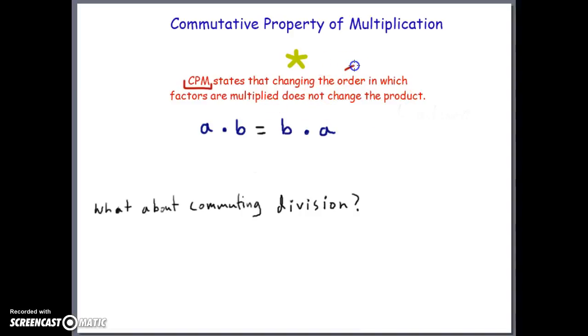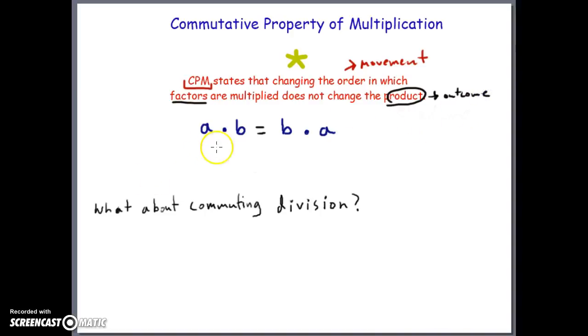Changing the order, changing movement. Okay, we're focusing on movement with these properties. Changing movement of factors. This is the key word here, factors. Remember, factors are things that are being multiplied. Does not change the product or the outcome.